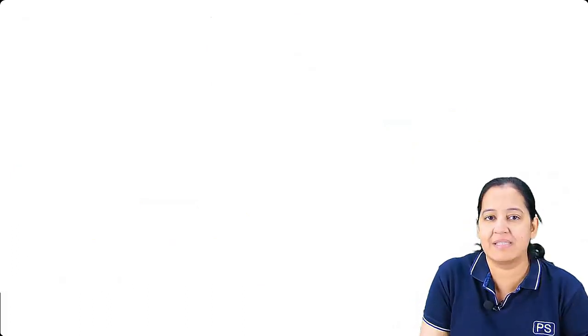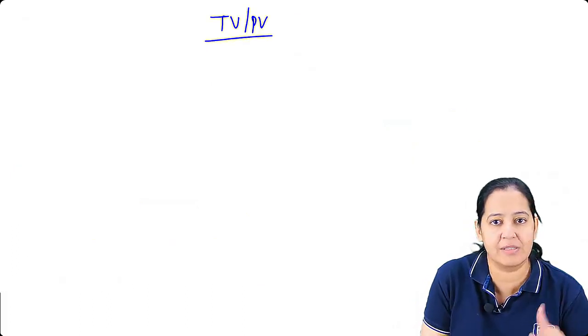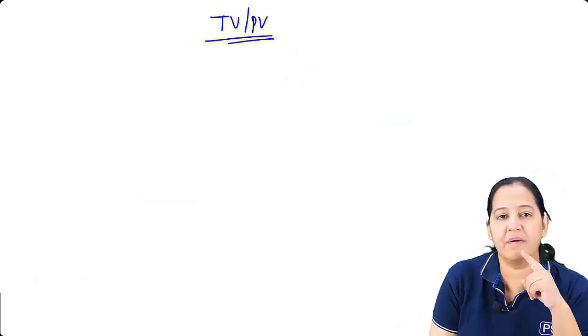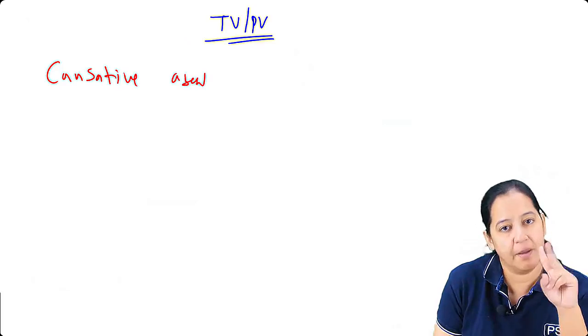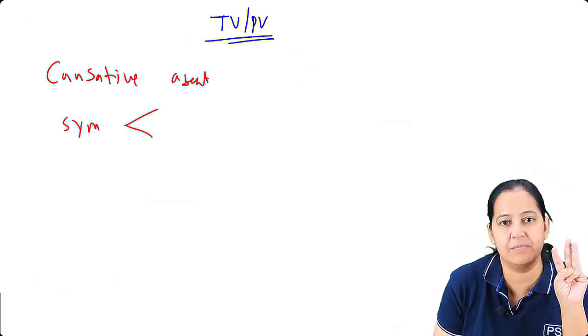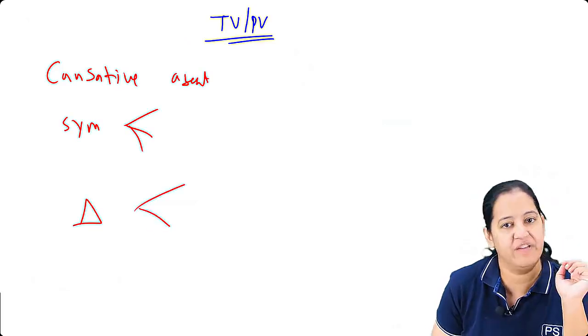Let me summarize. Tinea versicolor and Tinea pityriasis. Look at your chart. What you have to learn. Number one, tell me the causative agent. Hana, iska causative agent kaun hai? Aapko wo batana hai. Number two, you have to tell me the symptoms. Three symptoms. And number three, you have to tell me the diagnosis. Three ways of diagnosis. That's it.